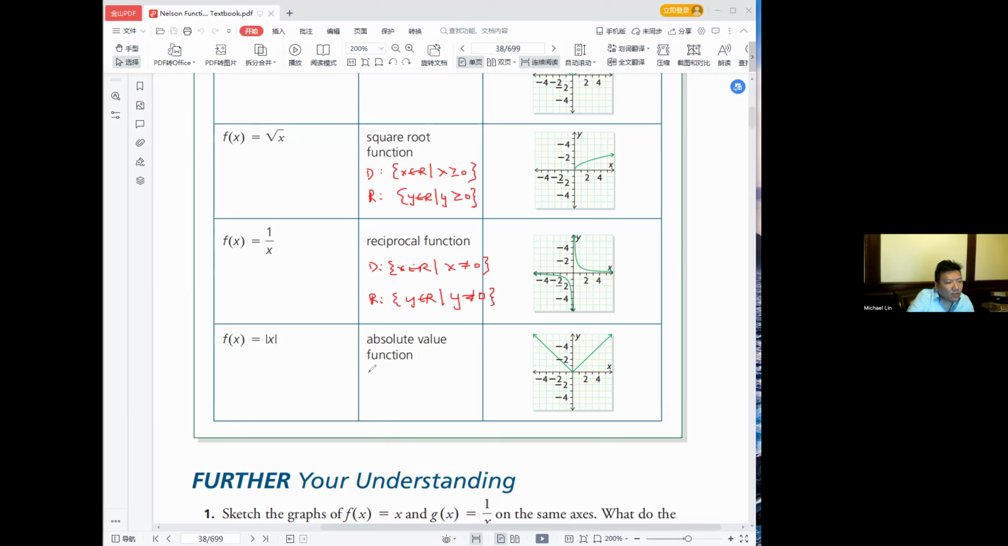For the absolute value function, there's no restrictions for the domain. X can simply be all real numbers. But for the range, y can belong to all real numbers such that y must be greater than or equal to 0. And again, the easiest way of doing this is to just visually look at your graph. If you look at your graph, you will have a very good idea of what the domain and range should look like.